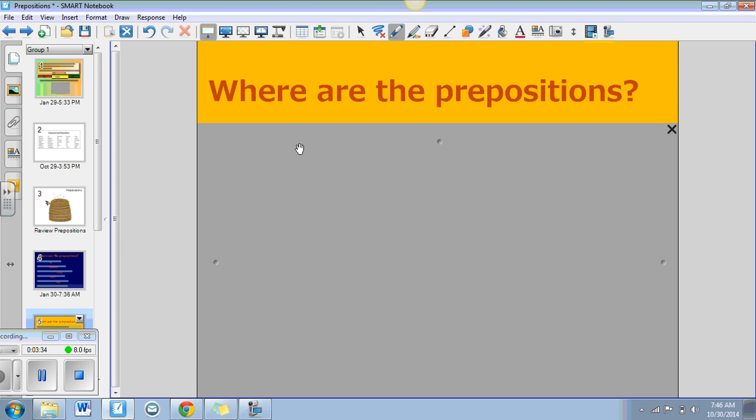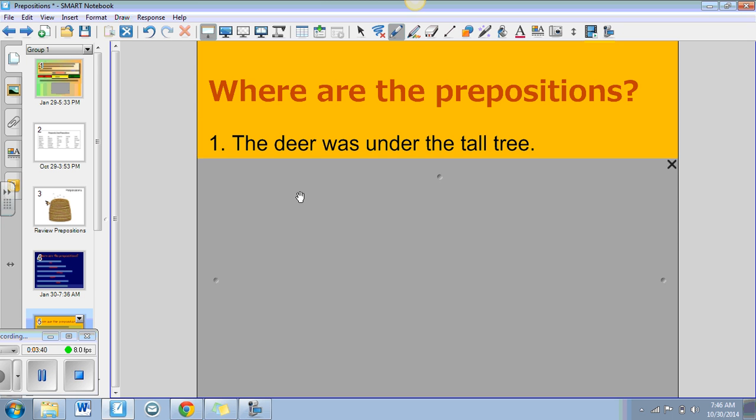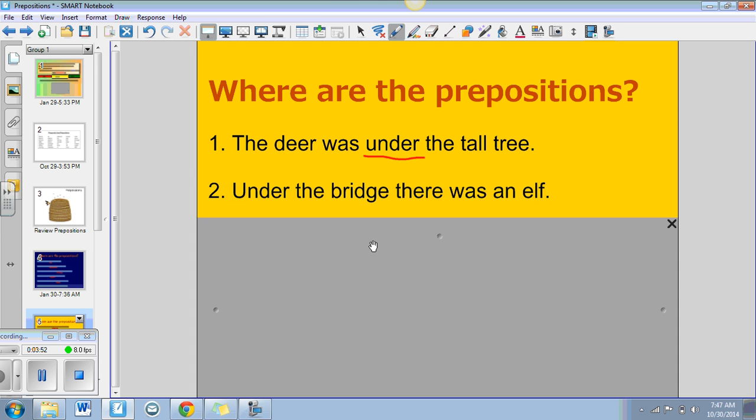Let's continue with trying to find the prepositions. This time I'm going to give you some time to see if you can find them first. The deer was under the tall tree. Can you locate the preposition? If you said under, then you're correct. Under the bridge, there was an elf. Yes, our preposition here is under. Here, you're going to notice that your prepositions can end your sentence or they can start your sentence.